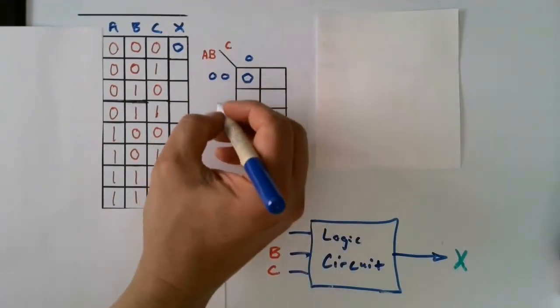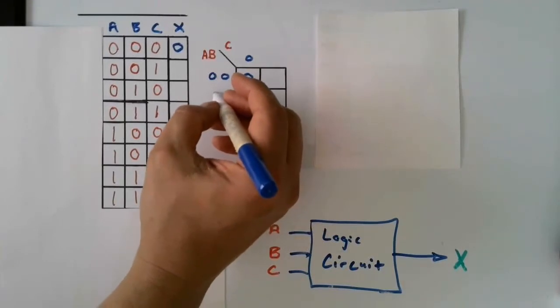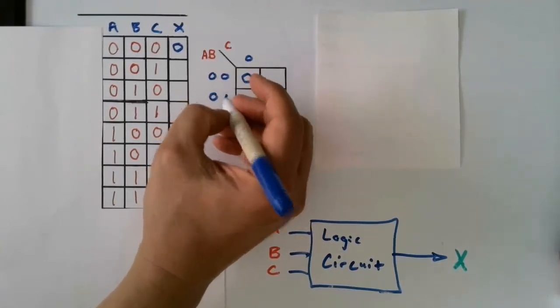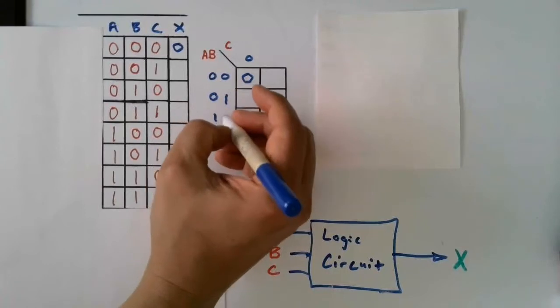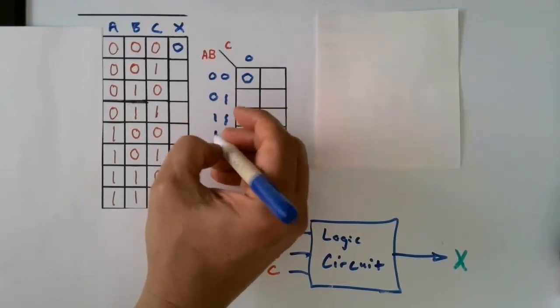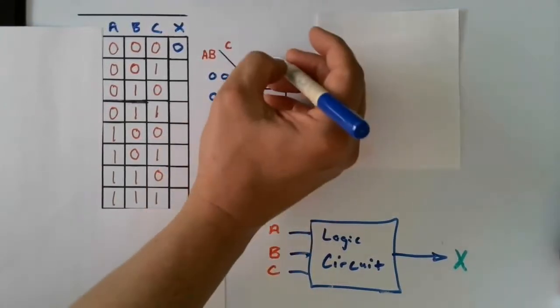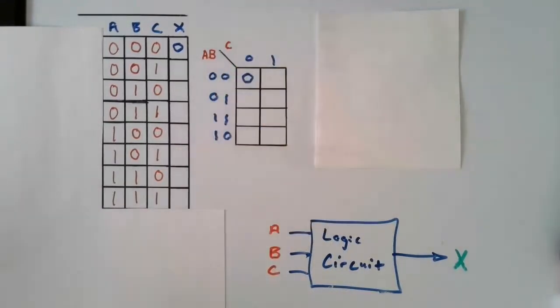Now, what we're going to do is continue to write these in, in what looks like order at first, but then it gets a little weird. We're going to write 0, 0, then 0, 1, then 1, 1, 1, 0. And since C can only be 0 or 1, we'll write 0 or 1 there.